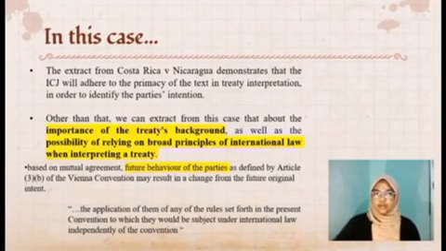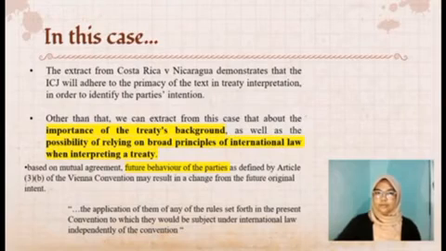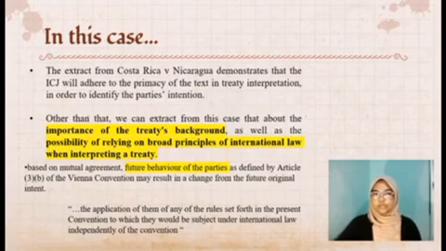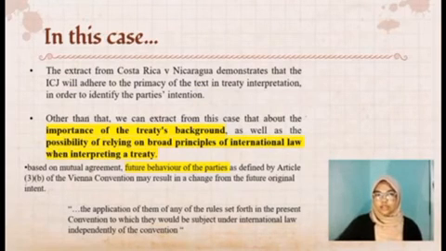From this case, we can extract that the Costa Rica and Nicaragua case demonstrates that the ICJ will adhere to the primacy of the text in treaty interpretation in order to identify the parties' intentions. On the other hand, we can also extract from this case the importance of the treaty background, as well as the possibility of relying on broad principles of international law when interpreting a treaty.